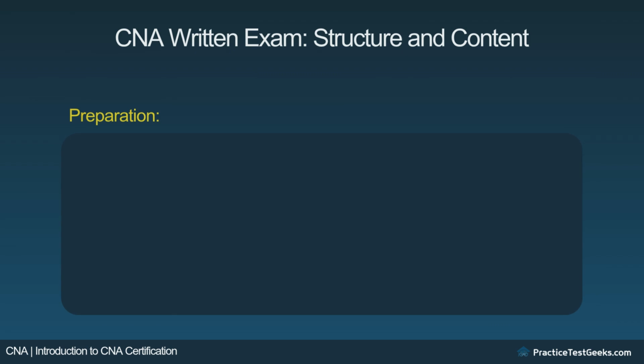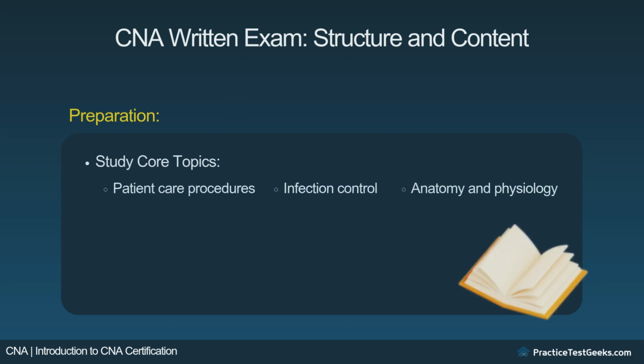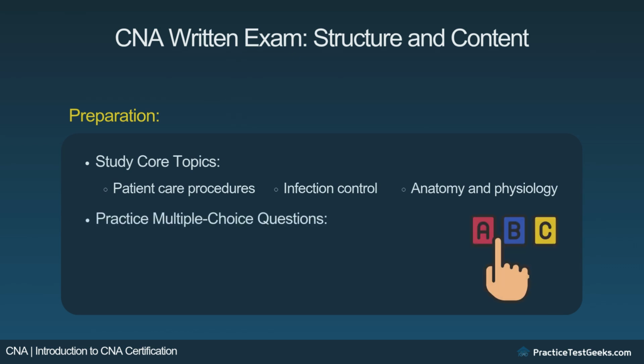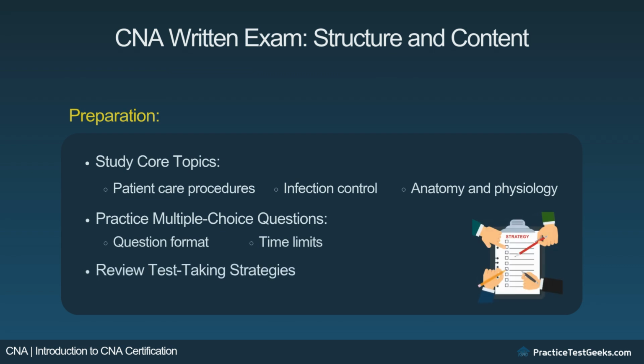Preparing for the written exam. To succeed on the written exam, you should: 1. Study core topics. Focus on key areas like patient care procedures, infection control, and anatomy and physiology. 2. Practice multiple choice questions. Take practice tests to become familiar with the question format and time limits. 3. Review test-taking strategies. Use process of elimination to narrow down multiple choice options and ensure you read each question carefully.